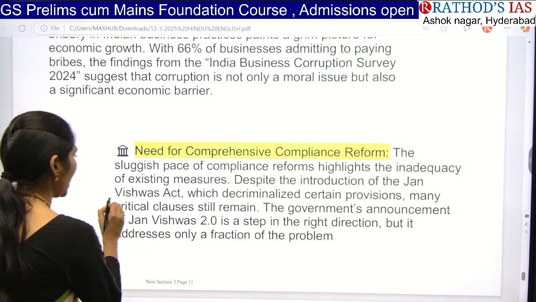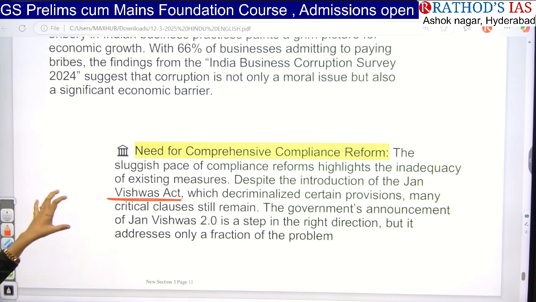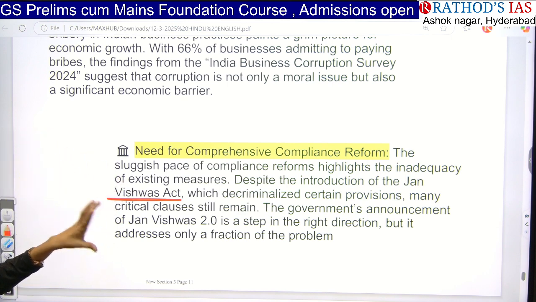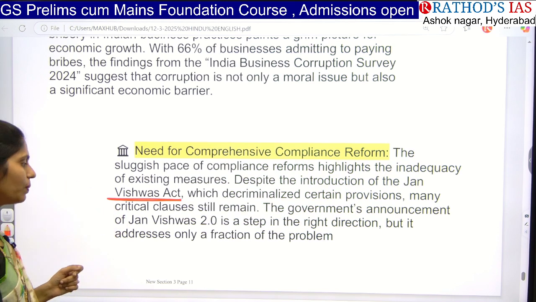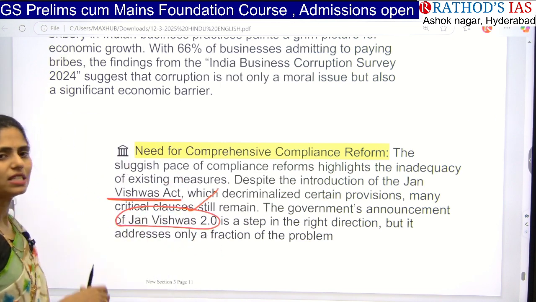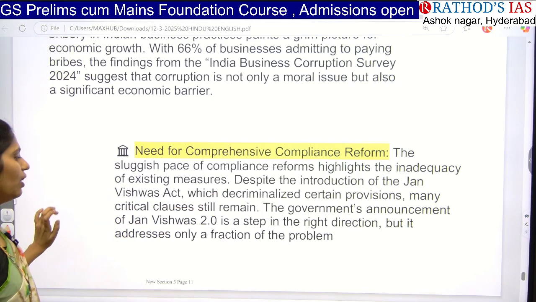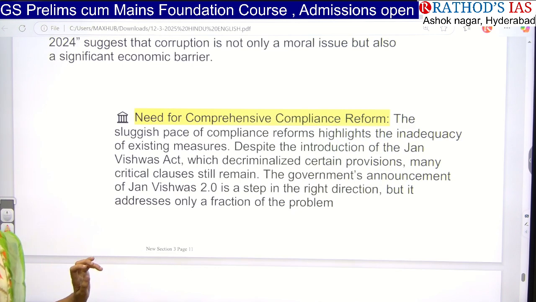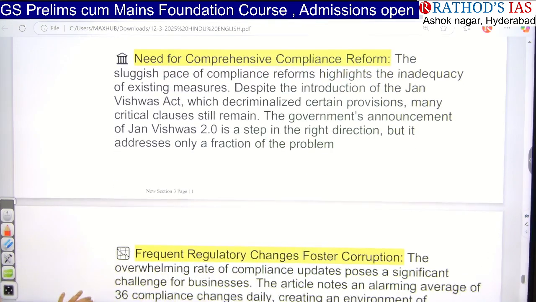And recently our government came up with this Jan Vishwas Act. This Jan Vishwas Act is focusing on removal of corruption, but in that also there are some loopholes which remain. Because of this, the government came up with the announcement of Jan Vishwas 2.0, and this is in the right direction, but it will address only one fraction of the problem. They are not addressing each and every problem. Again, there are some loopholes with this Jan Vishwas 2.0 also.